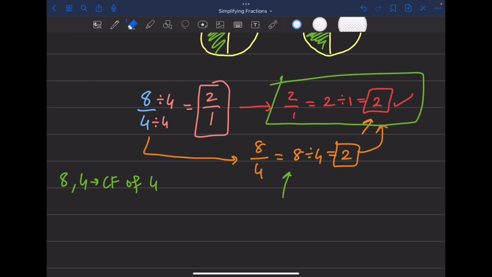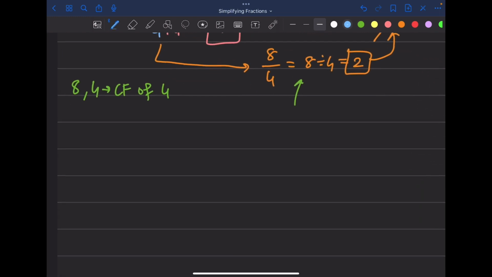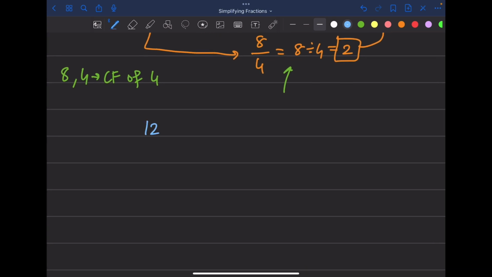So getting the right answer is what we care about. Doing it in the least number of steps is good, but it's not necessary. We don't really care too much about it. Something else you might see is big numbers, like, let's say, 128 over 256. This is another very common example of something you might get, probably like a grade 3 question.